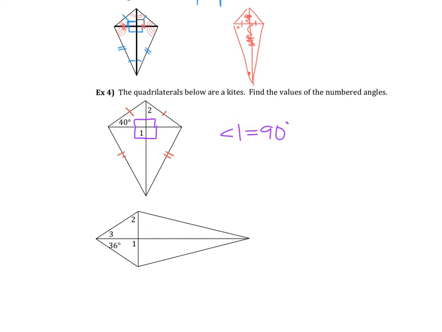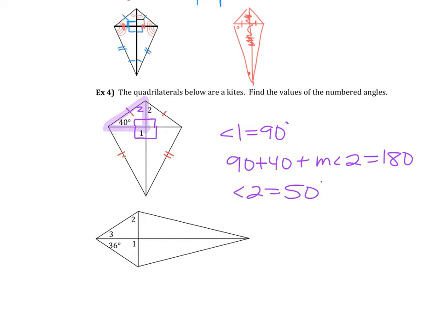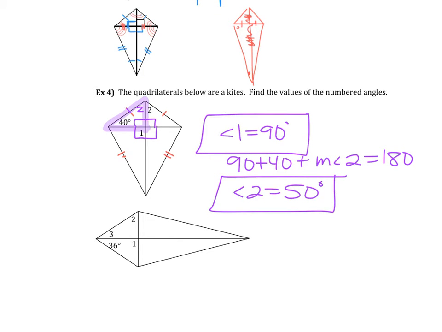Angle 2, this is bisected, right? Because we made 2 congruent triangles there. So angle 2 is either one of those angles. They'll be the same measure. So if you look at this triangle, you have 90, 40, and angle 2 that have to add up to 180. So 90 plus 40 plus the measure of angle 2 equals 180. So what's the measure of angle 2? Would be 50. Okay. Questions on that?